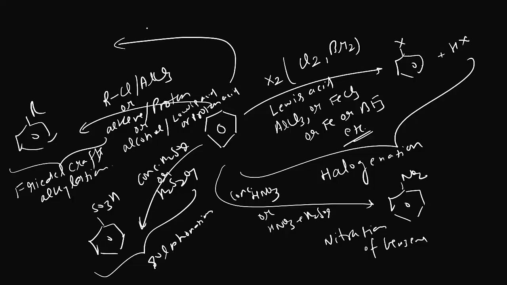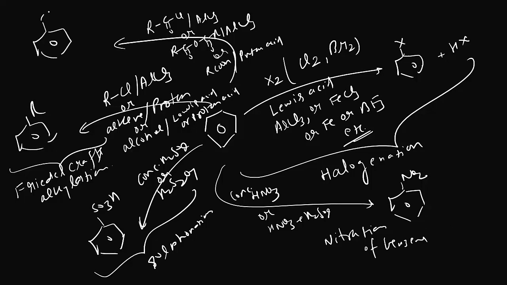Now another reaction, instead of RCl, if you take RCOCl, an acid derivative. Another acid derivative which you can take here for the same product formation is anhydride. Or even you can take carboxylic acid with proton acid. Then instead of R, COR will be connected. This we call Friedel-Crafts acylation. The product is aromatic ketone. Copy this, brother.